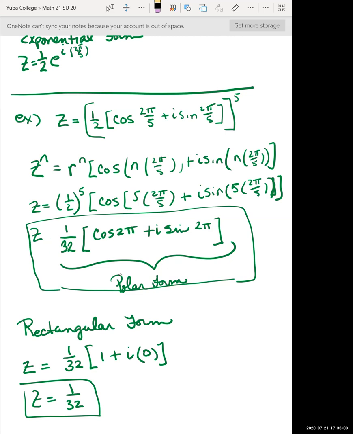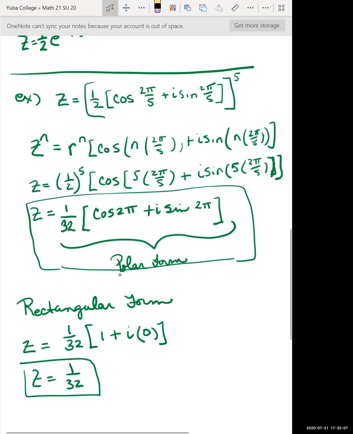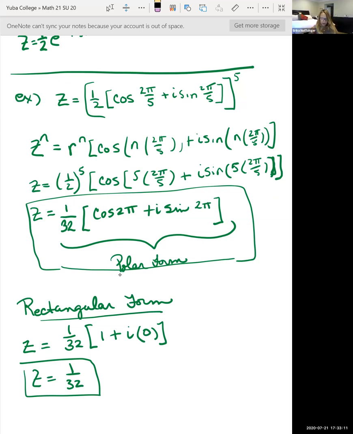The exponential form. What was the formula you were following for the rectangular form? All I was doing was coming up here to the polar form and evaluating it. So we had just found the polar form, so I have the 1 over 32 here, and then I know cosine of 2 pi is 1, and I know sine of 2 pi is 0, so 0 times i is 0. And then I have just 1 over 32 times 1.